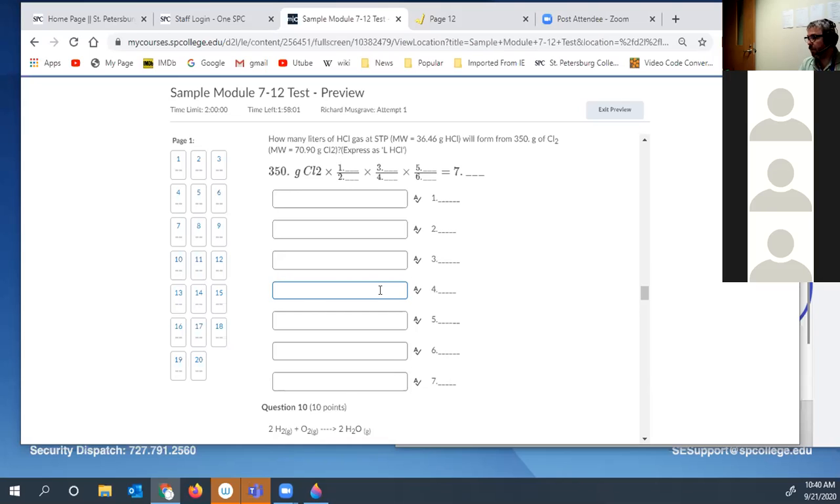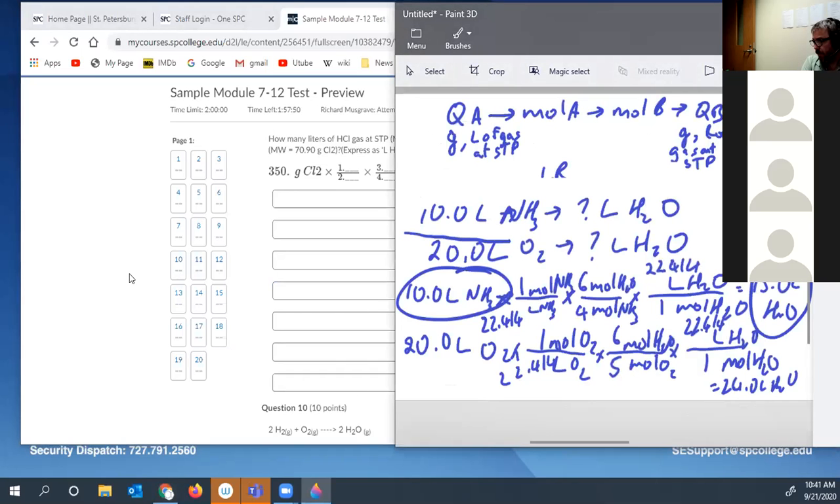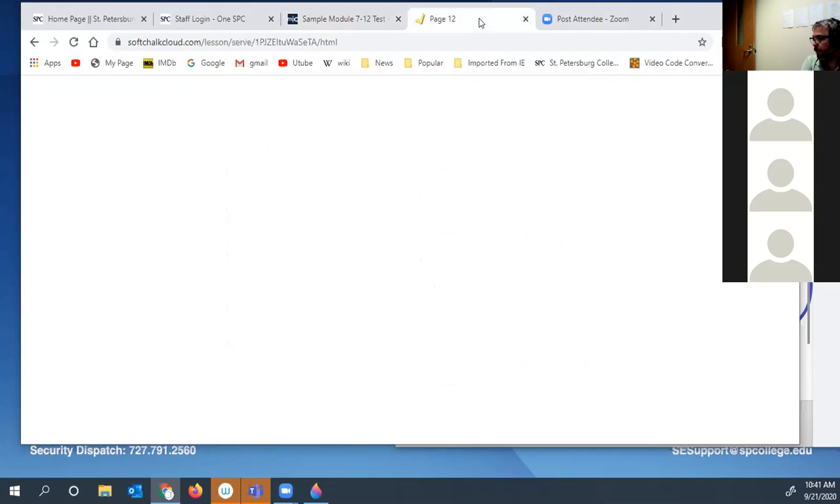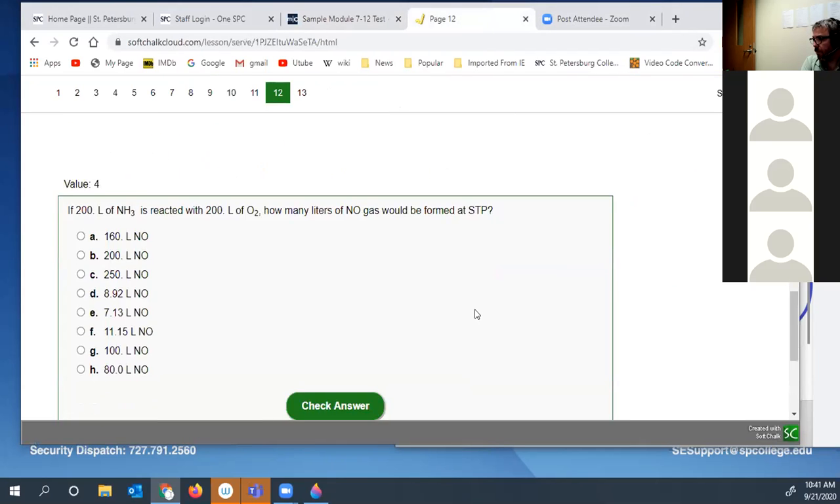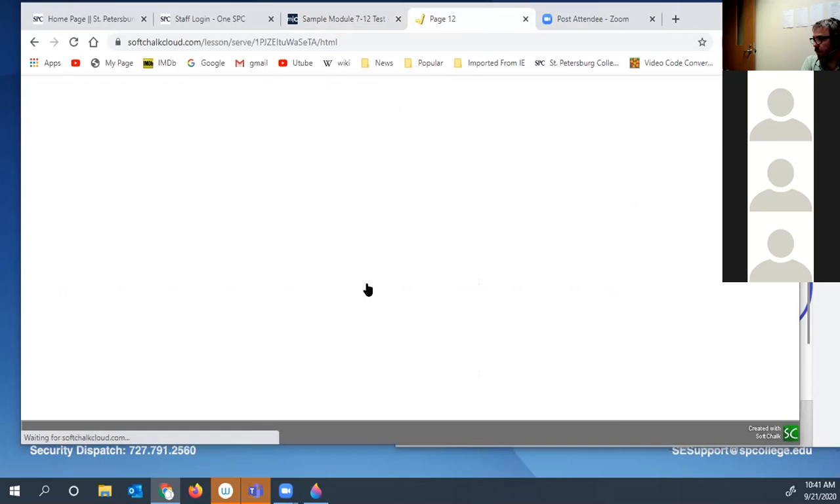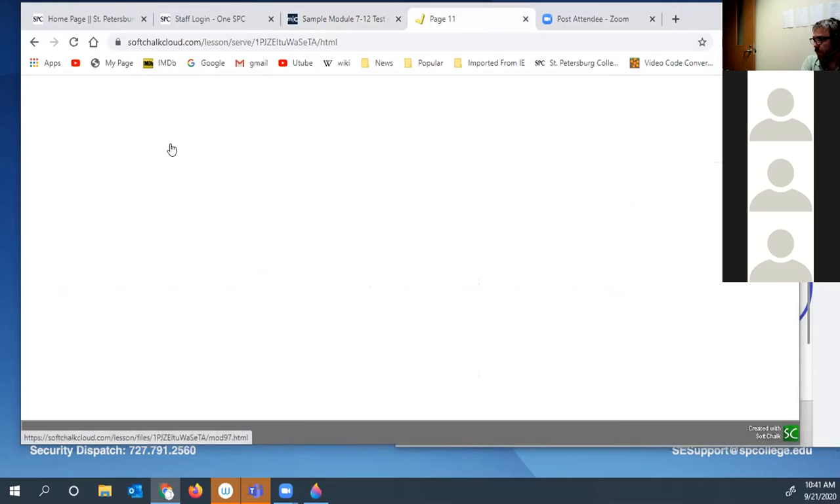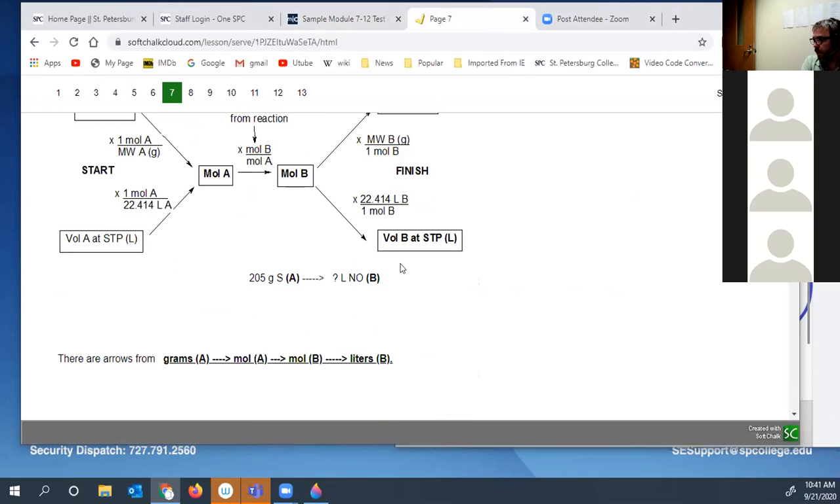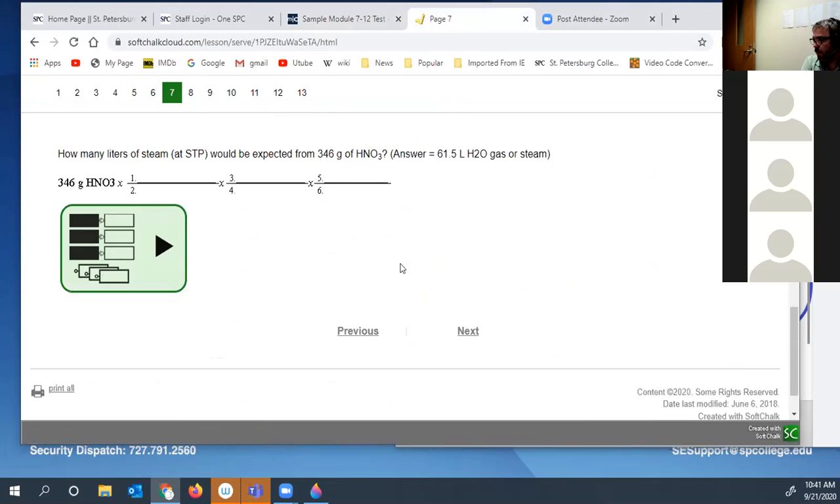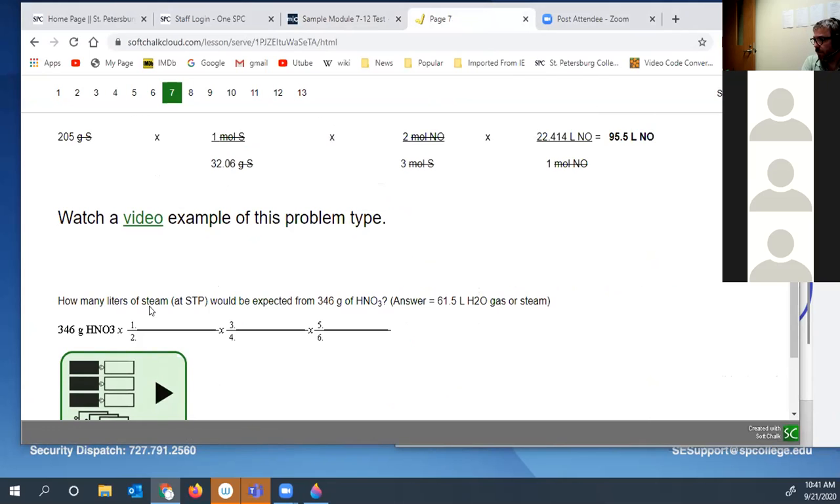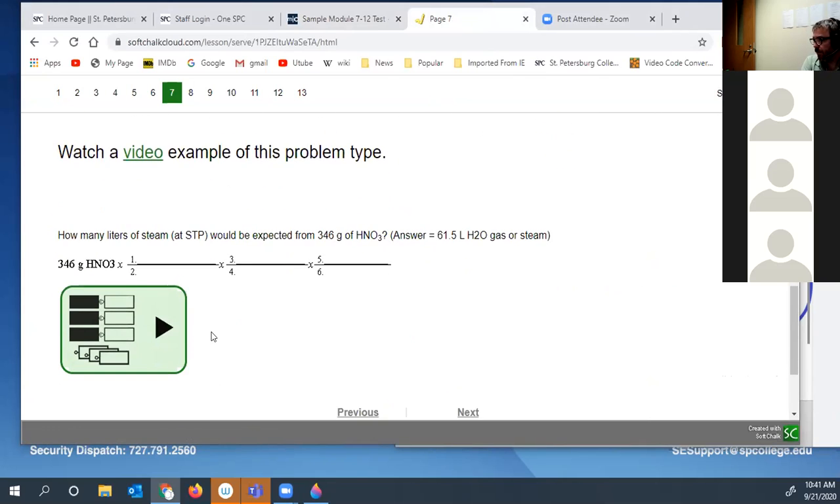All right. Okay. Well, could you look at the example, or I guess the page number 7 on the SoftChalk? I remember there was a problem there that I found really difficult. Page 7, you said. Yes. And then I think it was towards the bottom. This one here? Yeah. Okay.